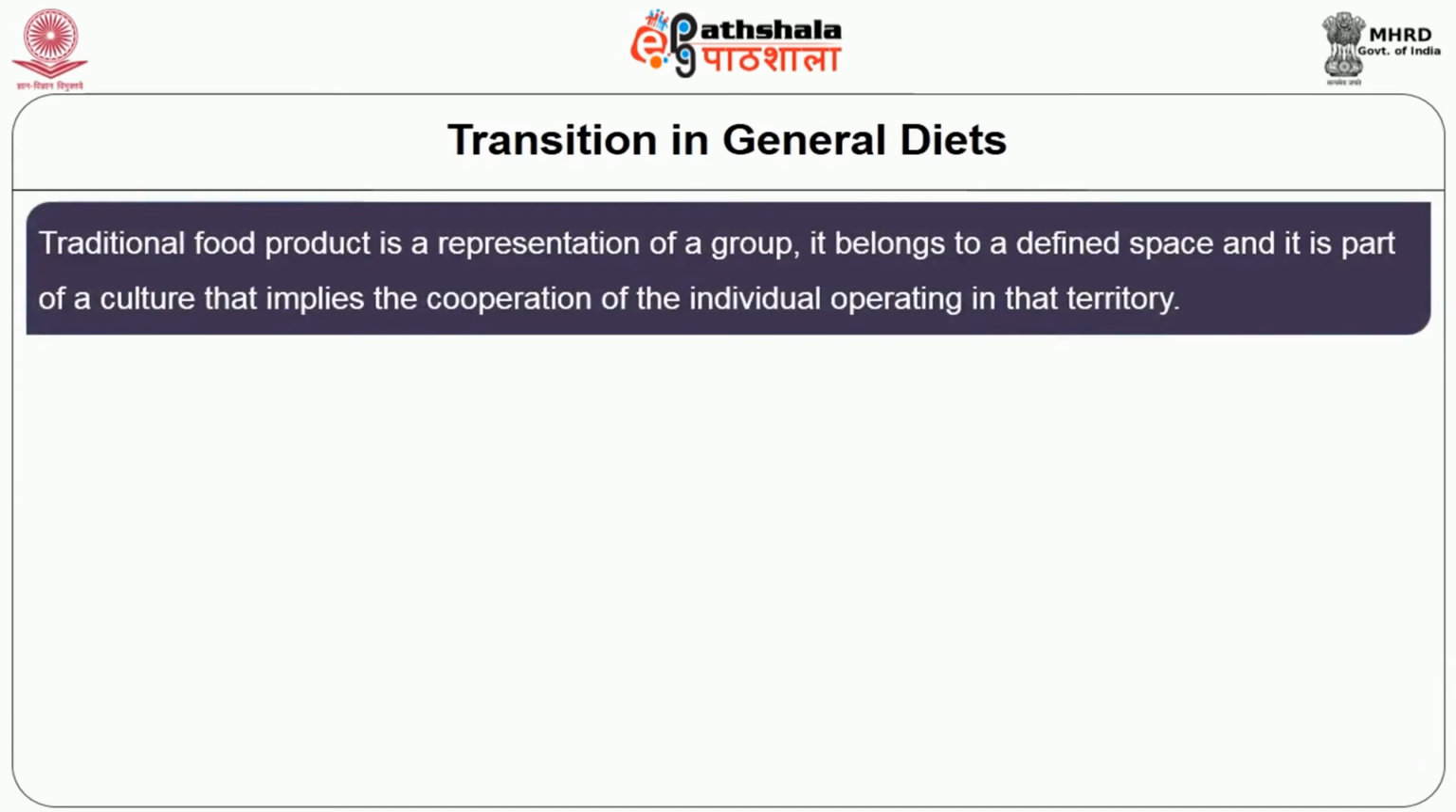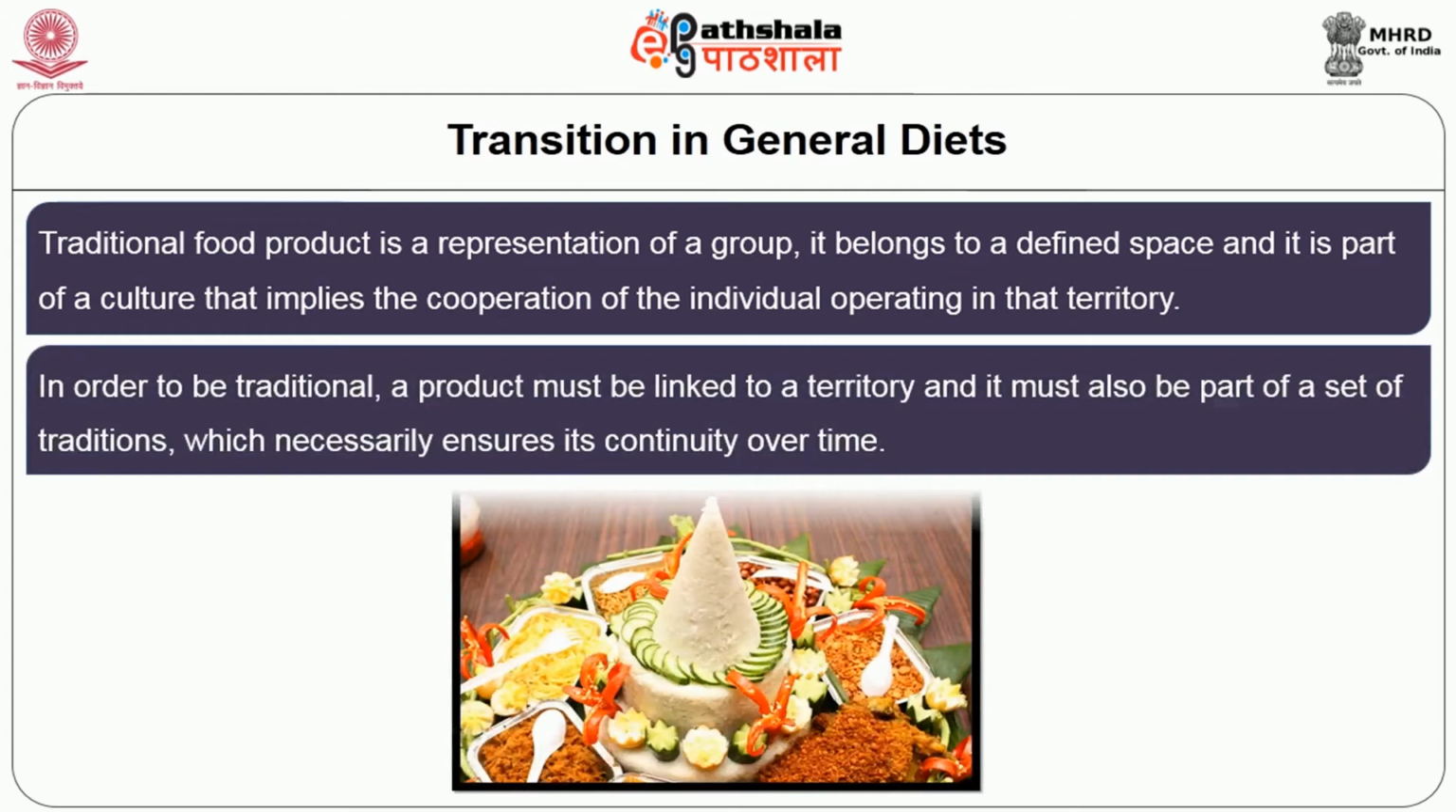The traditional food product is a representation of a group. It belongs to a defined space and it is part of a culture that implies the cooperation of the individuals operating in that territory or the community. In order to be traditional, a product must be linked to a territory and it must also be part of a set of traditions which are practiced and necessarily ensure its continuity over time.